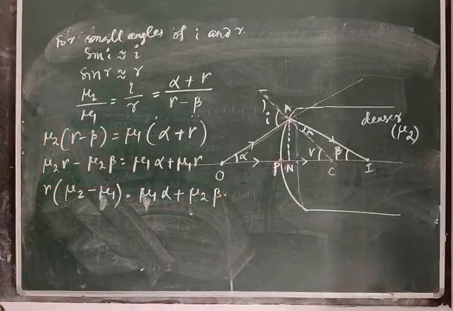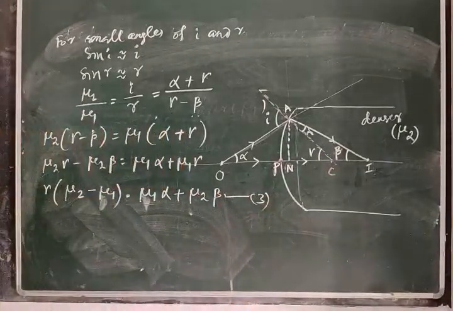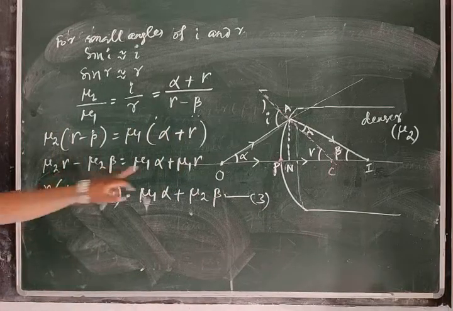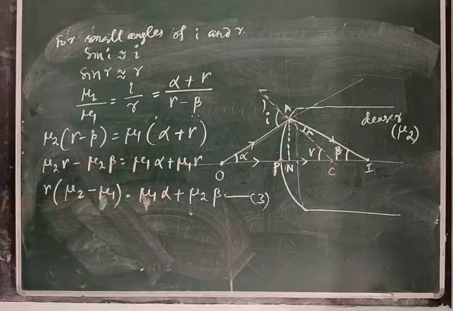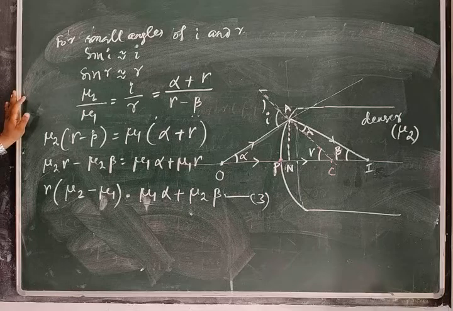Let us put an equation number so that it is very clear. Gamma (mu2 minus mu1) is equal to mu1 alpha plus mu2 beta. This is equation number 3. Now we go for alpha, beta and gamma. How do we find alpha, beta, gamma?